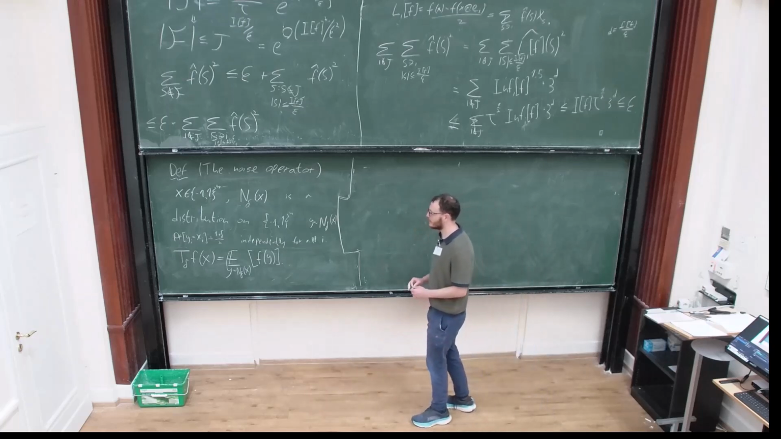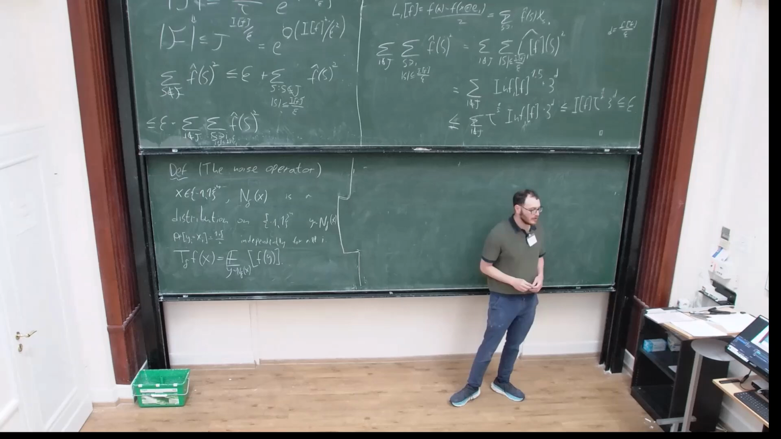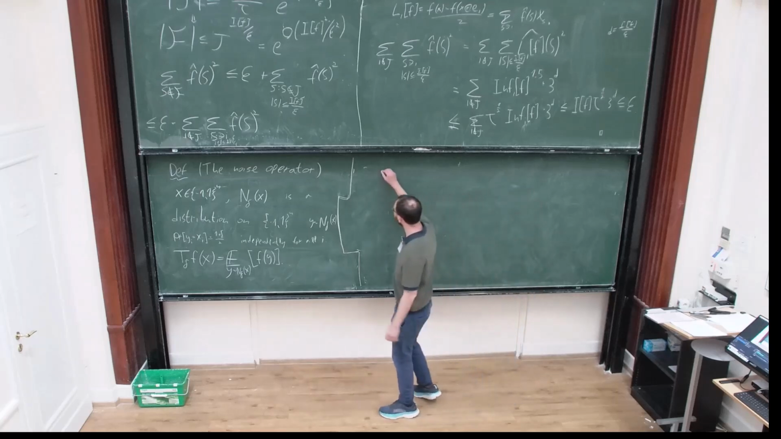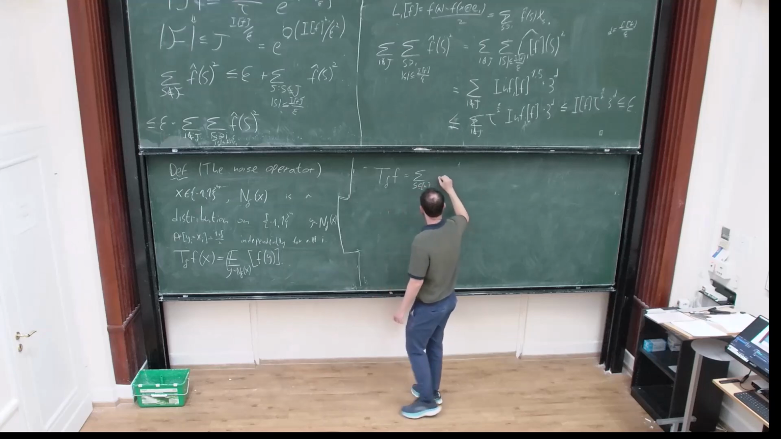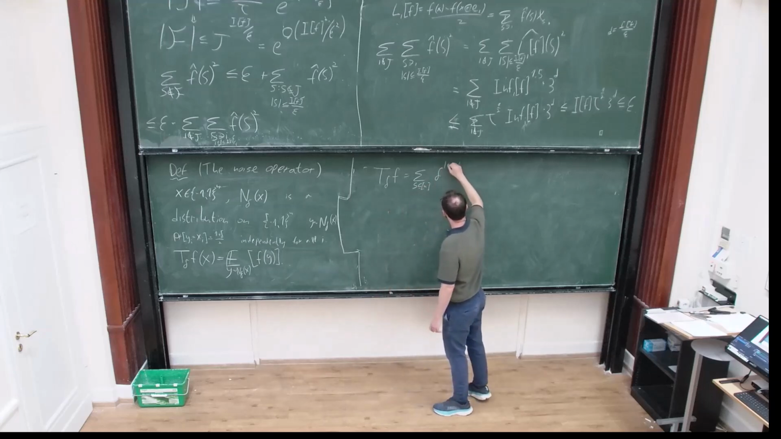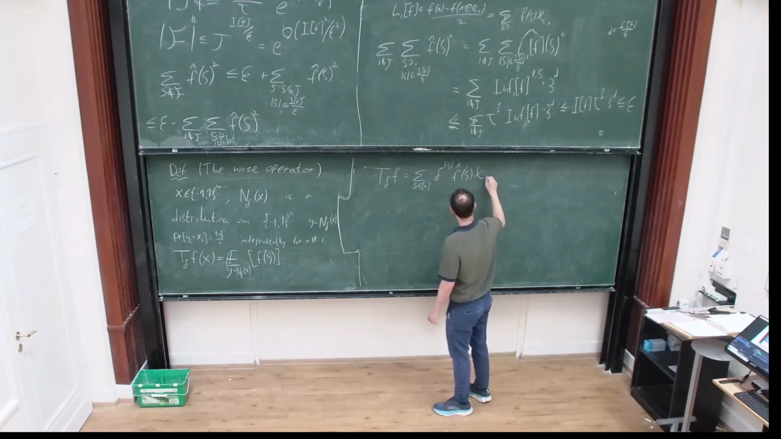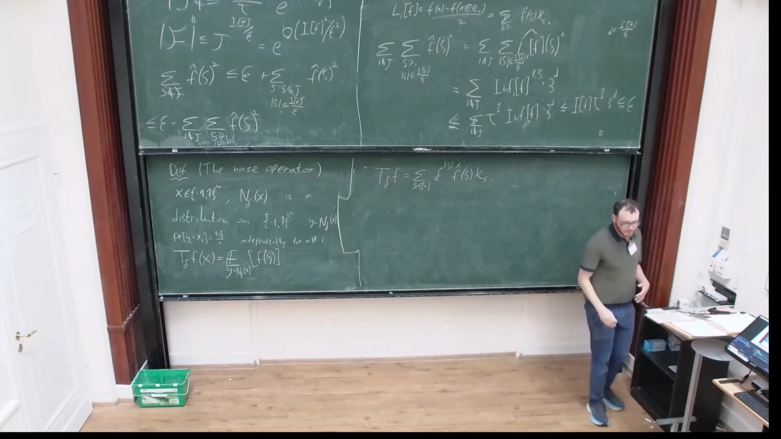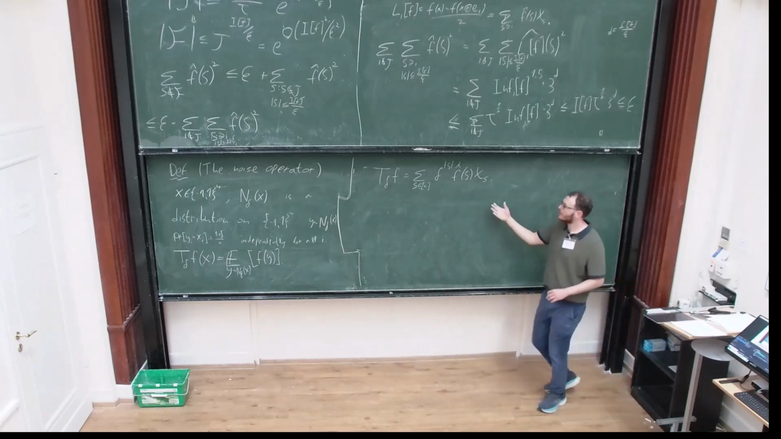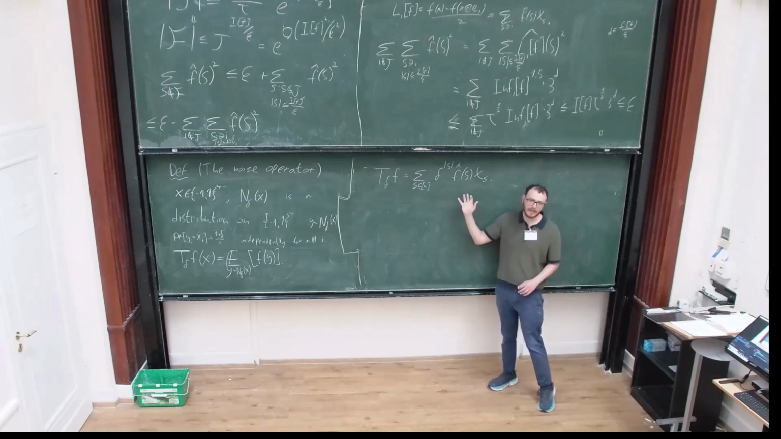Okay, so this is the probabilistic definition of the noise operator, but it has a nice Fourier interpretation. It turns out that T_delta of f is the sum over S of delta to the |S| times f-hat at S times chi_S. So this is a smoothing operator, and it essentially kills the high degree.